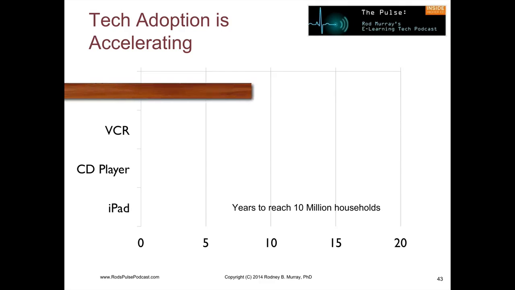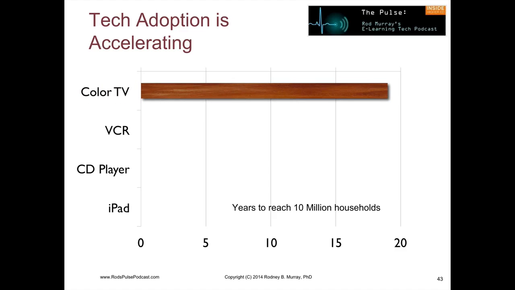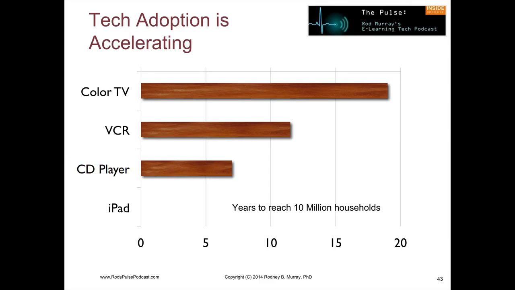How many years to reach 10 million households? Well, it took over 18 years for the color TV to reach 10 million. The VCR was a bit shorter, about 12 years to reach 10 million. And the CD player, you can see a trend here. CD player about 7 or 8 years to reach 10 million households.